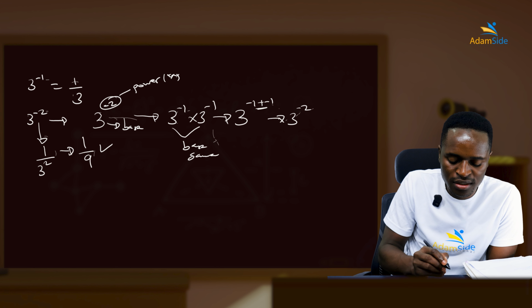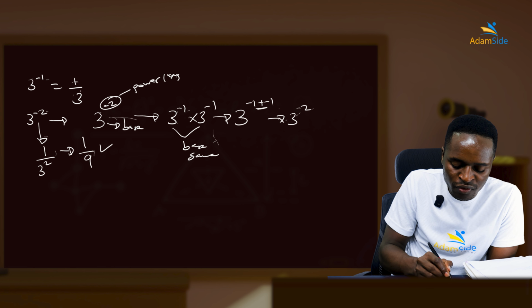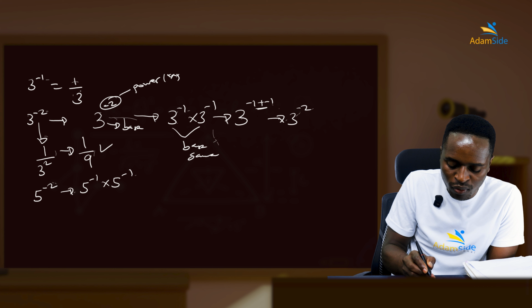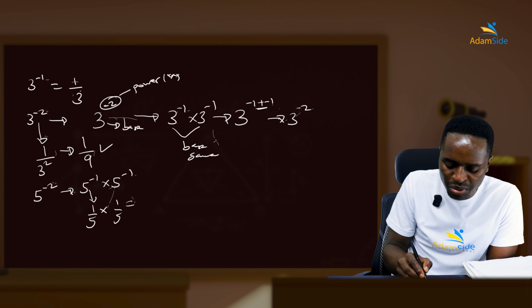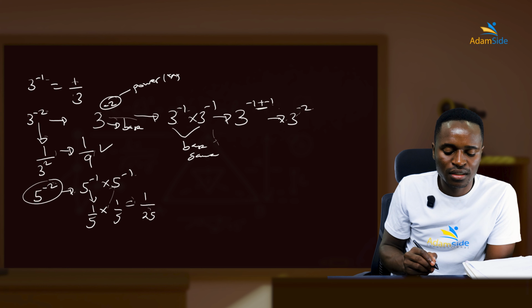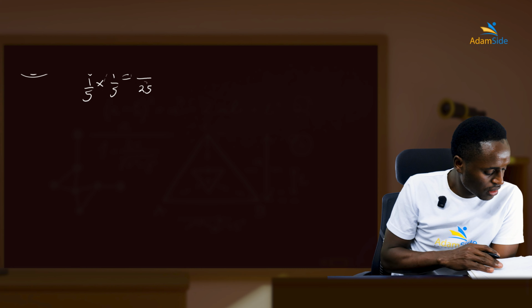This becomes your answer. The same applies if you are asked about 5 power negative 2. What does it mean? It's the same as 5 power negative 1 times 5 power negative 1. Then 5 power negative 1 is the same as 1 out of 5, and the other 5 power negative 1 is also 1 out of 5. Then you do 1 times 1, which is 1, over 5 times 5, which is 25. If you don't understand this concept, okay, that's fine.